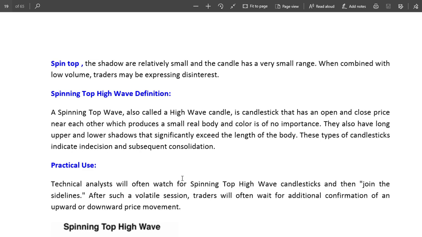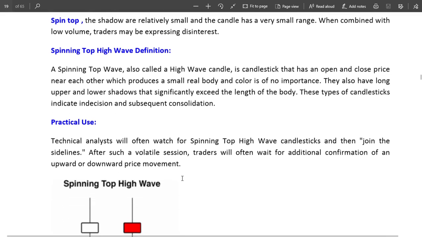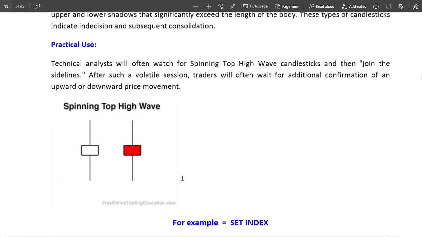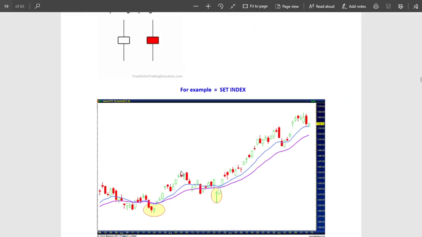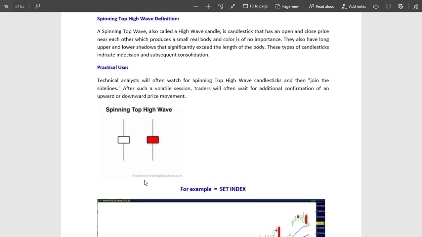Spinning tops are candles that have small bodies. You can see an example of this. Technical analysts will often watch for spinning top candlesticks and then join the sidelines. After such a volatile session, traders will often wait for additional confirmation of a downtrend or an uptrend.